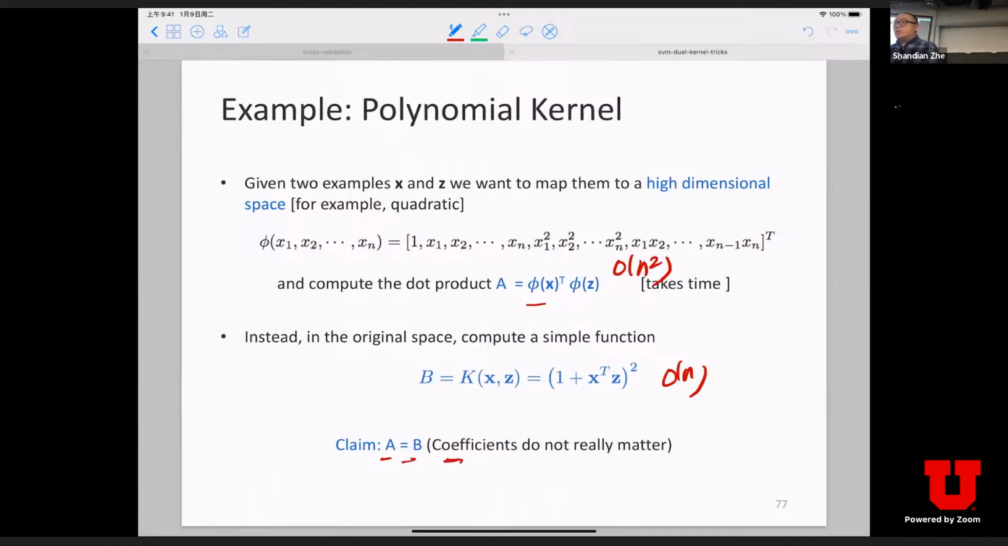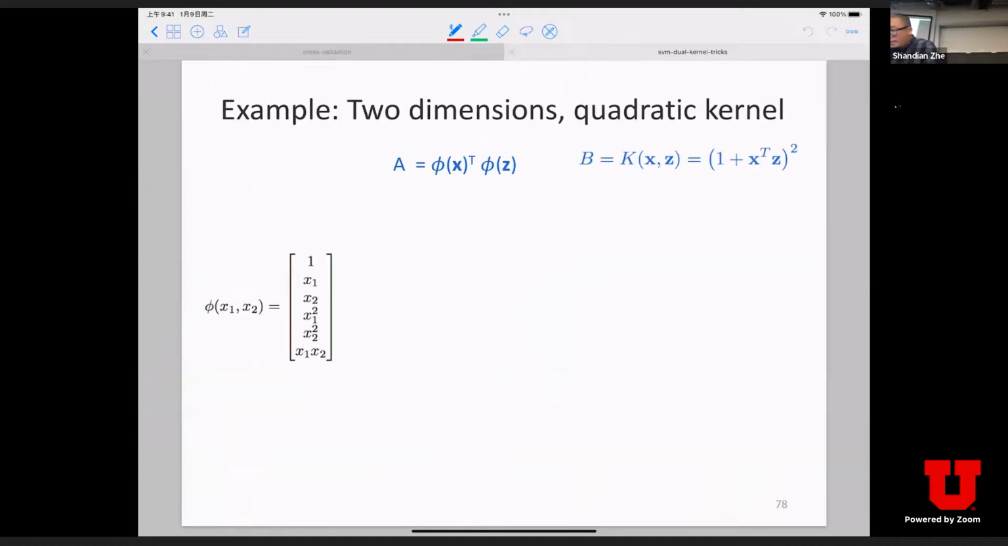We want to use a concrete example to show how this works. So we use a two-dimensional feature vector as an example. Suppose x is (x1, x2), and z is (z1, z2). Here's a feature mapping: we collect all degree 0 terms, all degree 1 terms, and all degree 2 terms. So it gives you a 1, 2, 3, 4, 5, 6-dimensional feature vector.